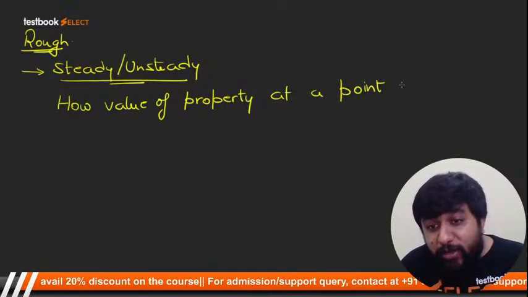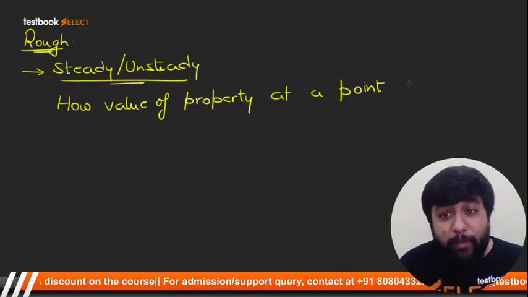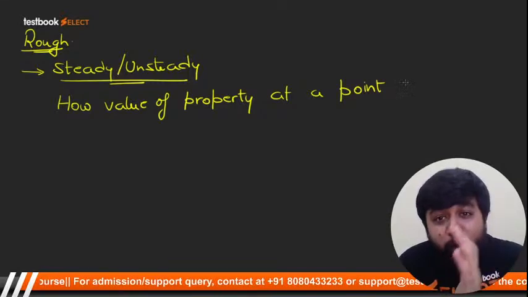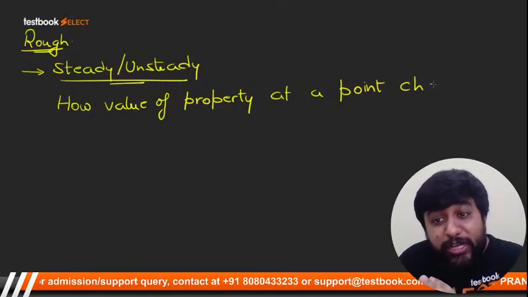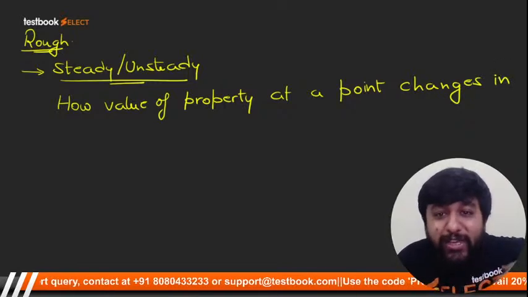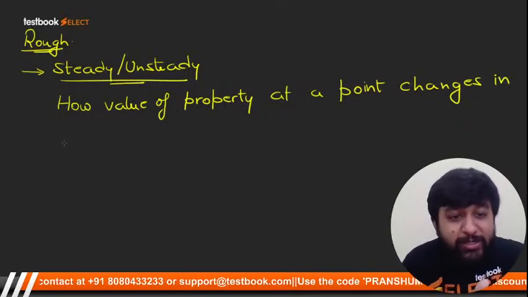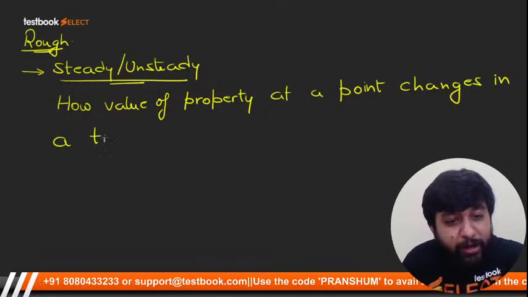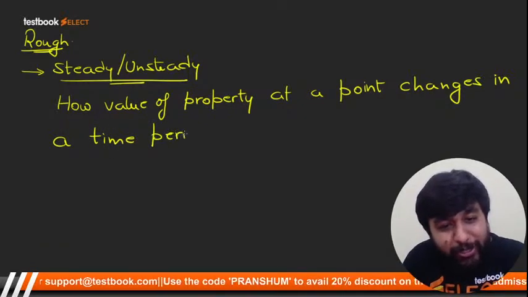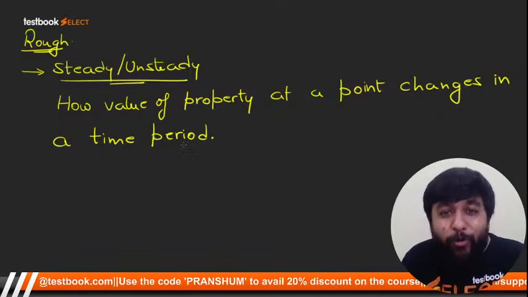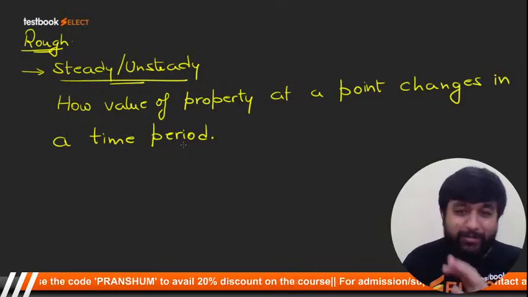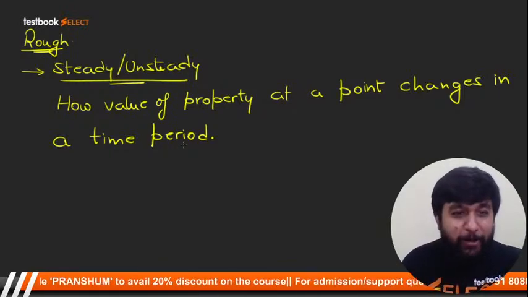And in fact, for a better language, you can write how value of property at a point changes in a time period. So when I say changes with time, it means changes in a time period. Changes during a time period. Okay? Write it like this. Actually my English is not so strong, so I won't be able to explain the differences in meaning. But this is the meaning.